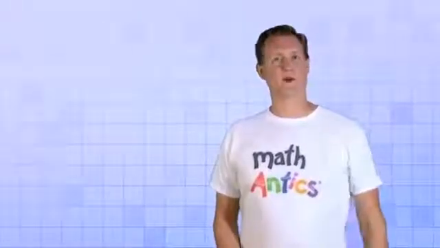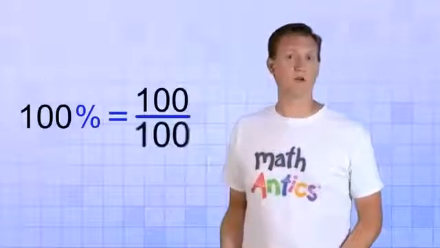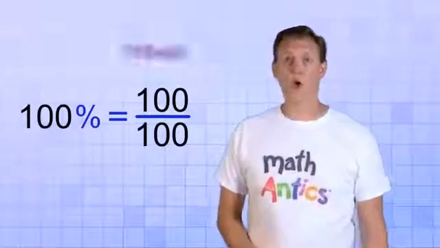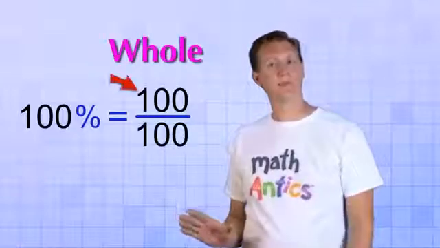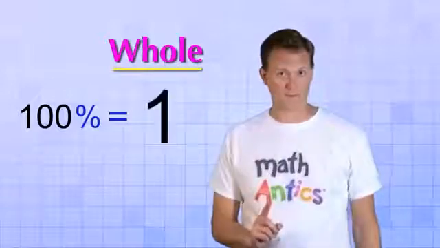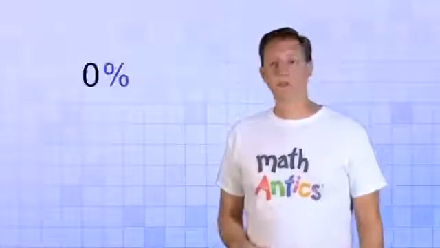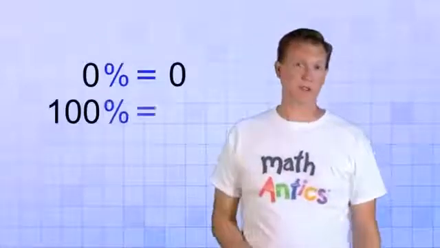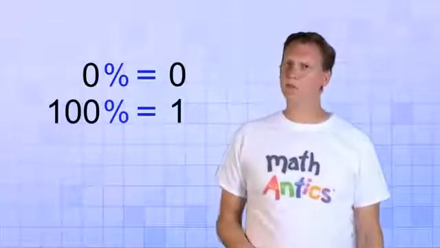All right then, what about 100%? Well, 100% just means 100 over 100. That's what we like to call a whole fraction. The top number is the same as the bottom, so its value is just one whole, or 1. Okay then, 0% is just 0, and 100% is just 1, but what about numbers bigger than 100?